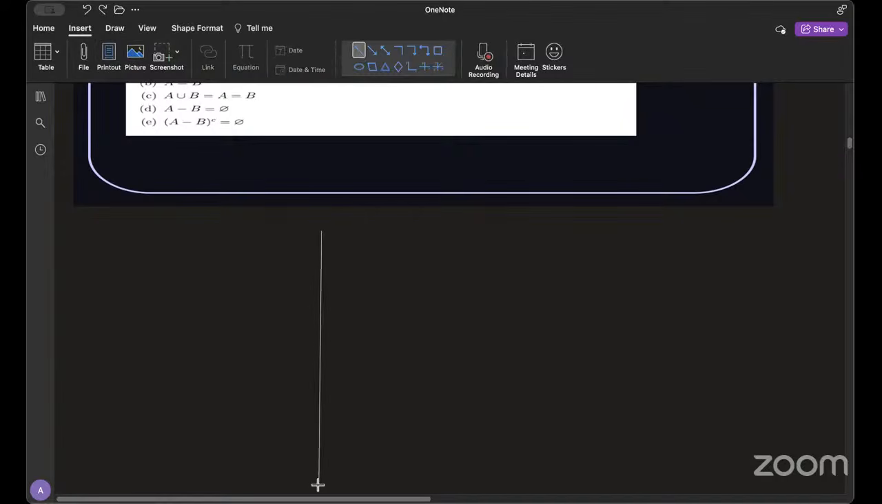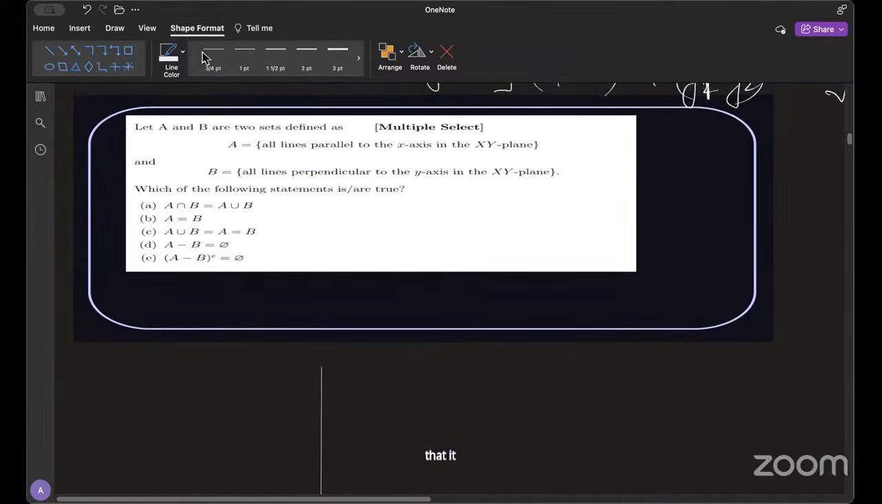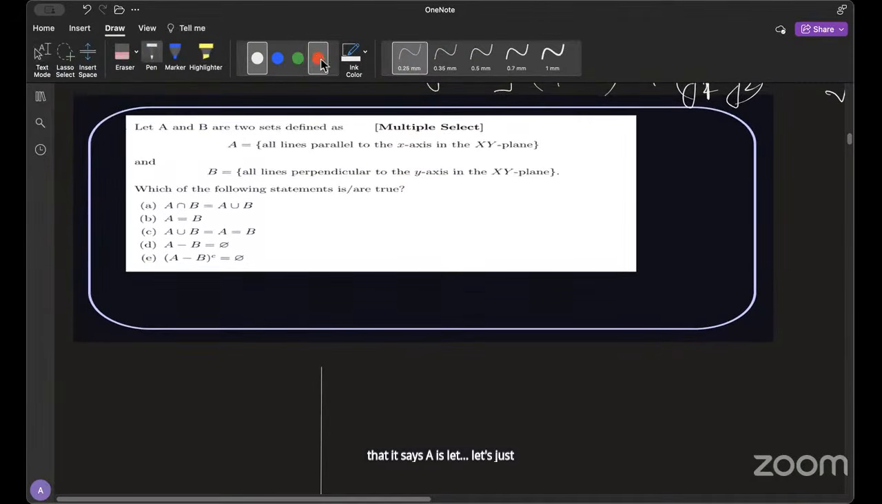You have this as the y-axis, this as the x-axis. Then it says A is, let's just draw the A lines, the A set with this red one. So every line that I'll draw with the red pen would be a line in A. Let's see how the lines in A look.